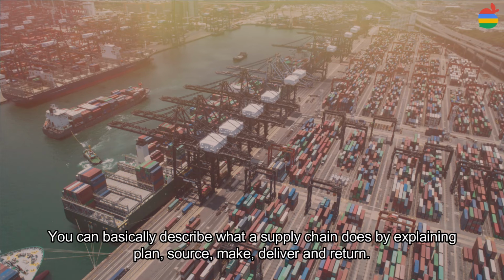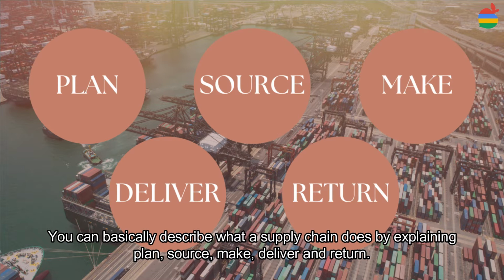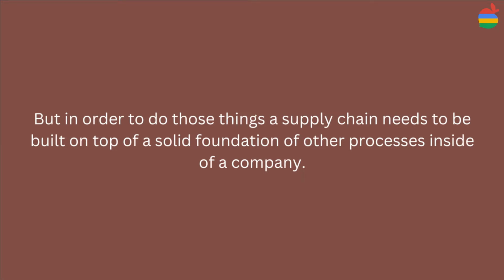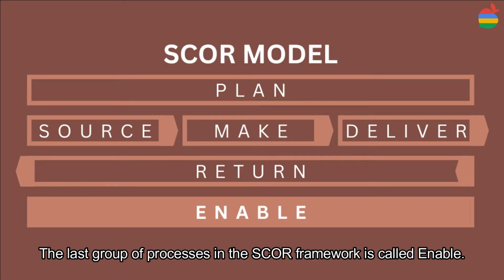You can basically describe what a supply chain does by explaining plan, source, make, deliver, and return. But in order to do those things in a supply chain, it needs to be built on top of a solid foundation of other processes inside of a company. The last group of processes in the SCOR framework is called enable.